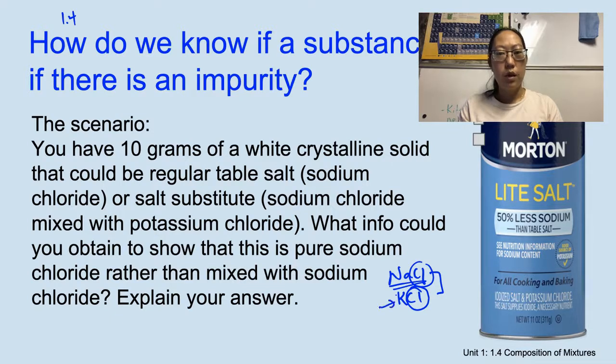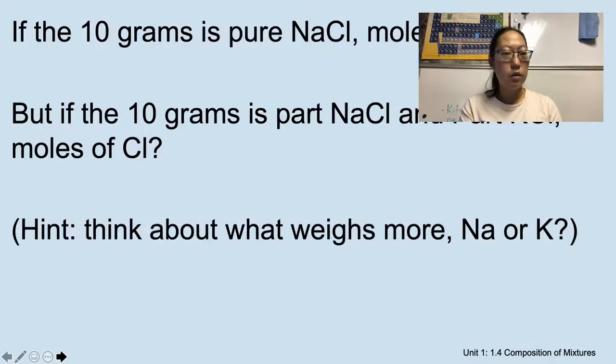The reason is because the masses of Na and K are different, right? So if we have 10 grams of pure salt, the mass of Cl that combines with the sodium is a certain amount. But if some of that 10 grams is potassium, potassium has a bigger mass. It combines with the same amount of Cl, but K is going to take up more of the mass of the 10 grams. So we're actually going to have less Cl in here than expected for a pure sample of sodium chloride. I hope that makes sense.